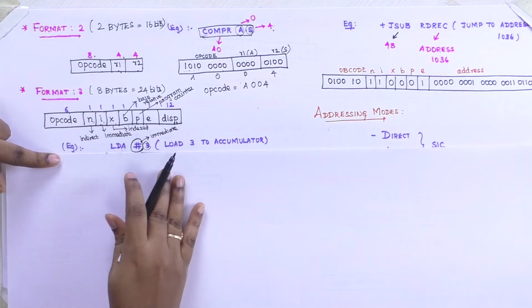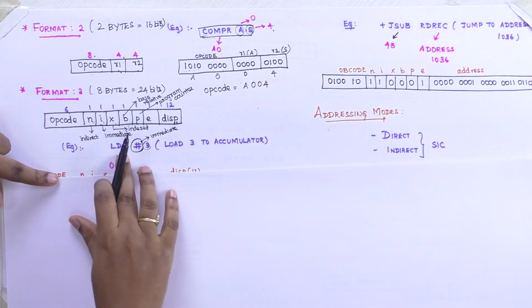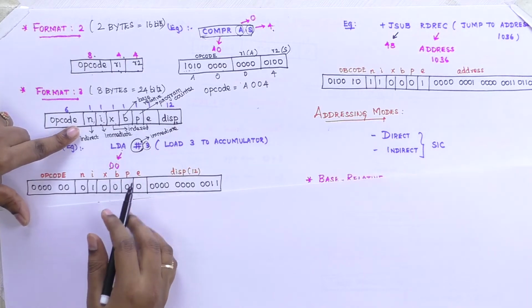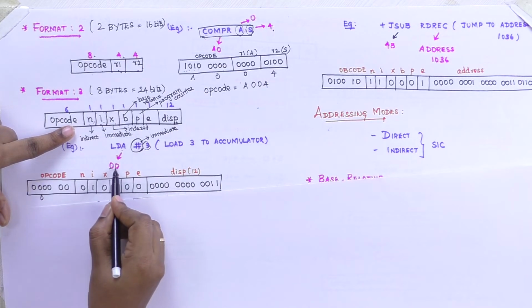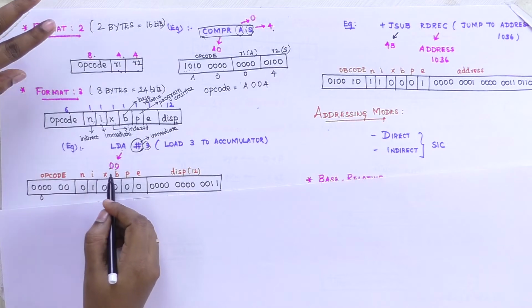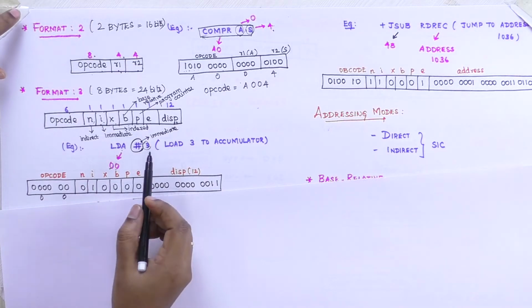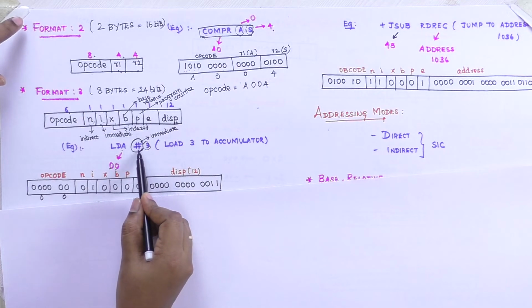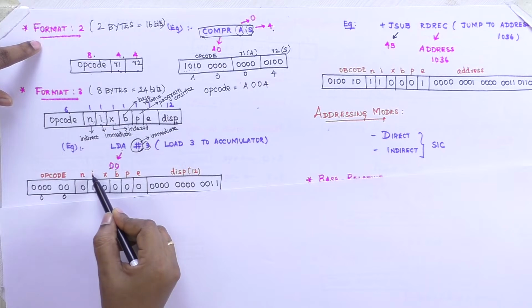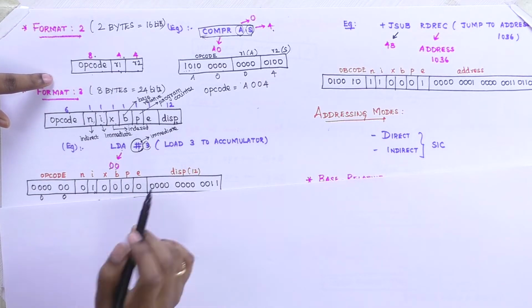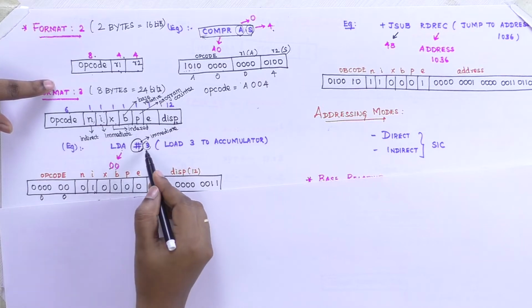So first, LDA. The value of LDA is 00. The opcode should be represented in 6 bits. So first 0, 0, 0, 0, 0. Next 0, 4: instead of 4 zeros, we have to take only 2 zeros. So 0, 0. Then since it is an immediate addressing, we have to write 1 in place of I. So I have written 1 in place of I. Remaining everything is 0.